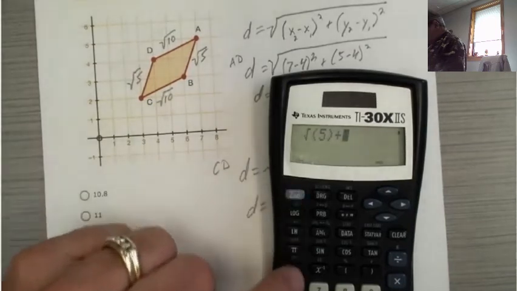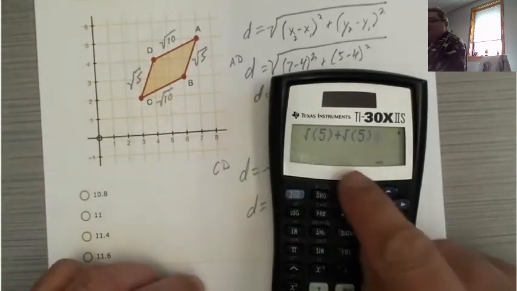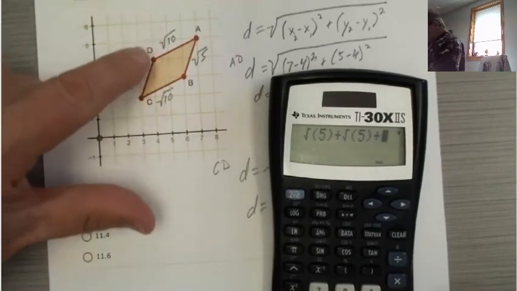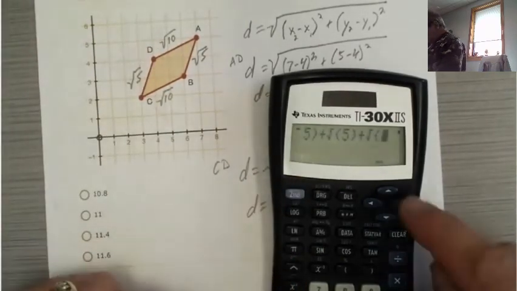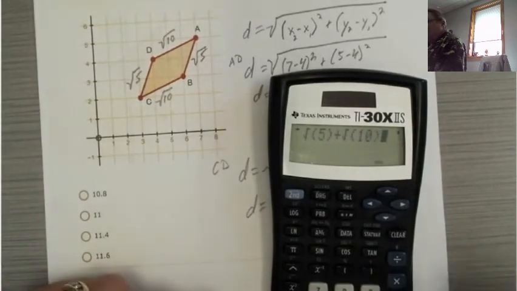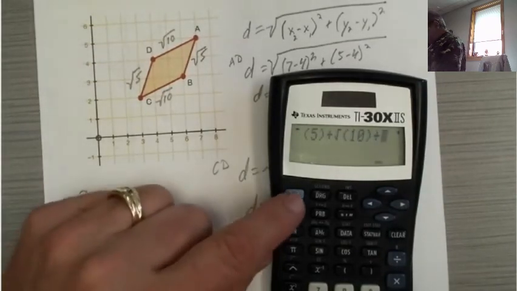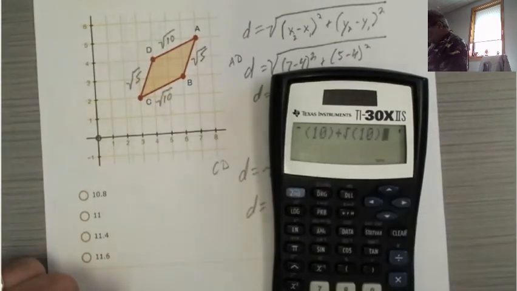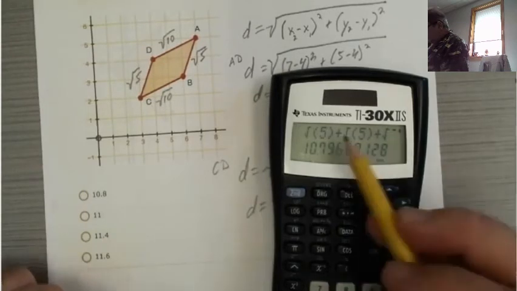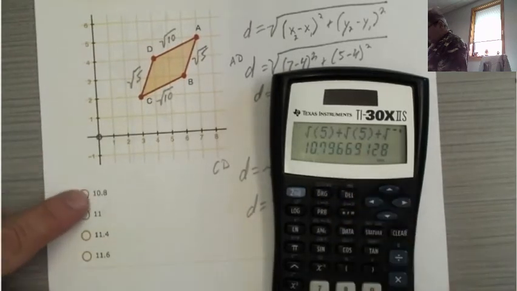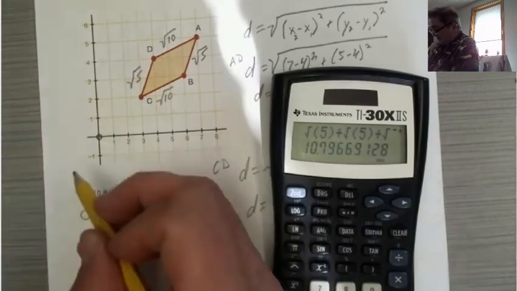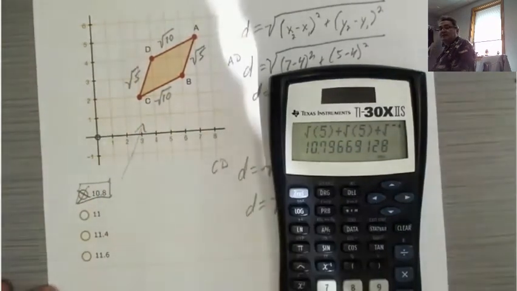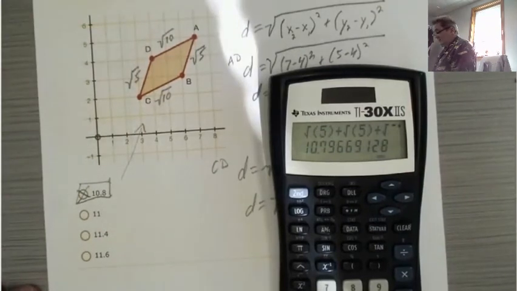5. So I've got 2 of those. And then I need to add 2 of the square roots of 10. So second, square root, 10, plus another square root of 10. So there's 2 square roots of 10 plus 2 square roots of 5. And then equals 10.796. That would round to 10.8. So this here is the perimeter, or the distance around that parallelogram, is 10.8.